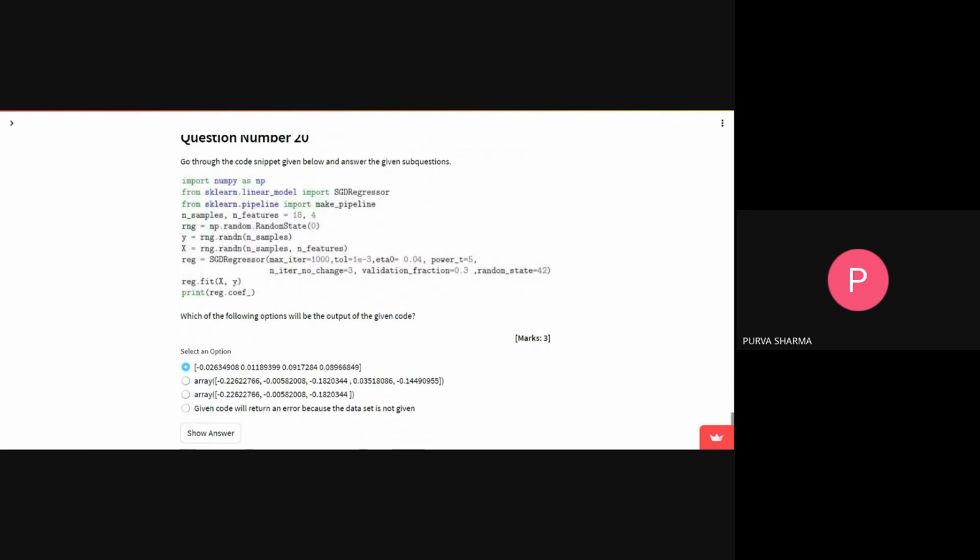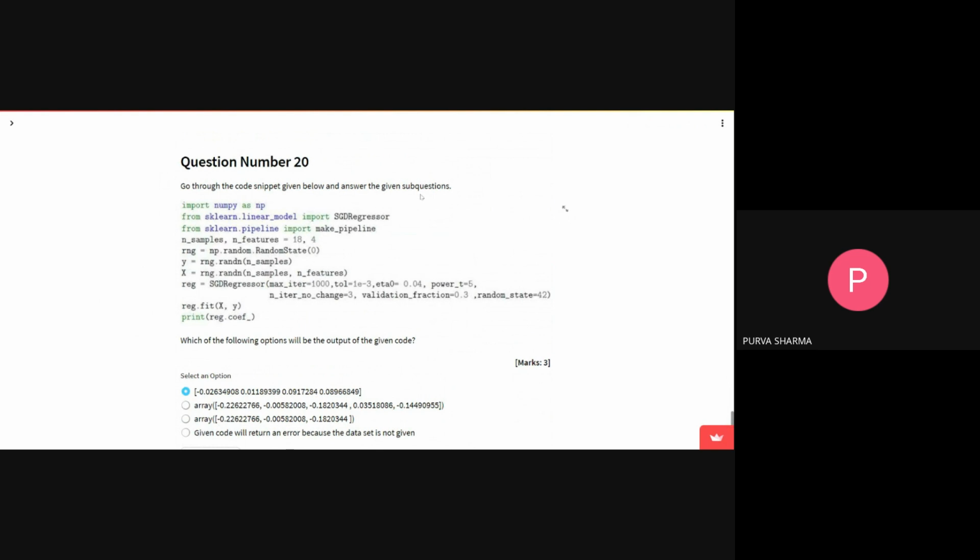Okay, go through the code snippet given below and answer the given sub-questions. Import numpy as np, SGD regressor, make pipeline. Number of samples is 18, features 4. Then RNG will be some random state. Then X, y, then SGD regressor with some parameters. Then reg.fit.